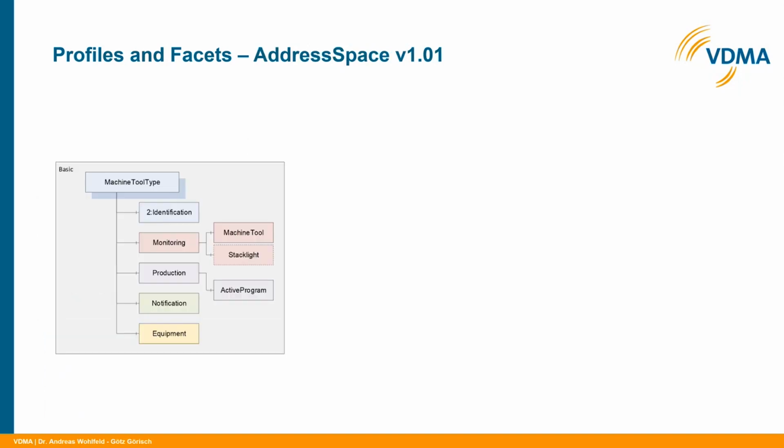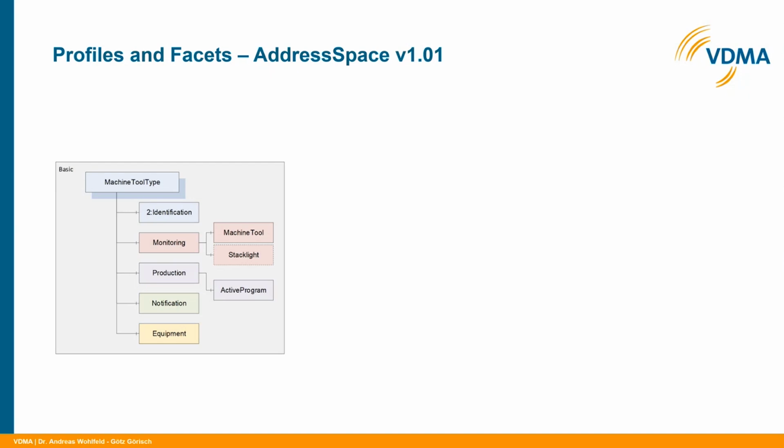So what did this mean, or what does that mean for the address space? In the basic profile, we defined, based on our machine tool type definition, that you need to have these nodes. So these are five top level nodes, which define the machine structure beneath that, which we are currently working on in harmonizing as well, because we saw that many other groups used a similar structure or inherited directly from us. So we see here the need to harmonize that. But this simple model, this simple representation could be implemented everywhere, and it is quite fast to implement.